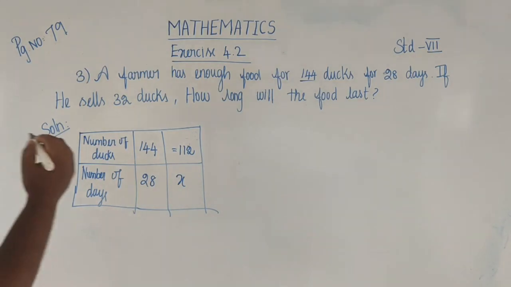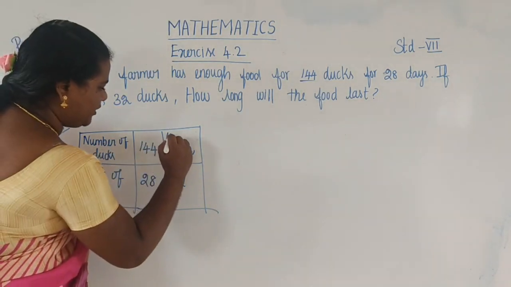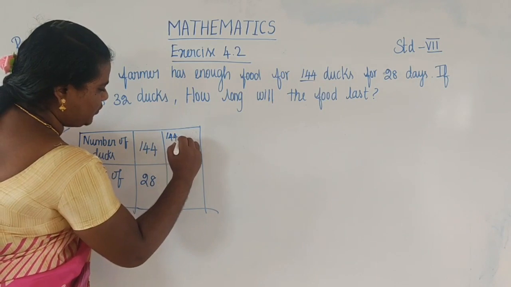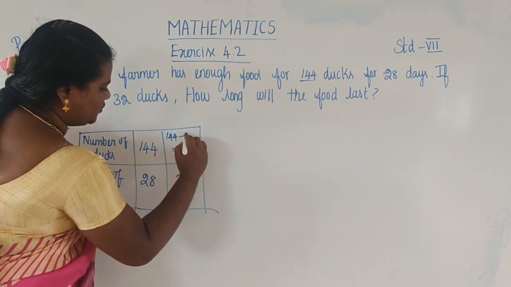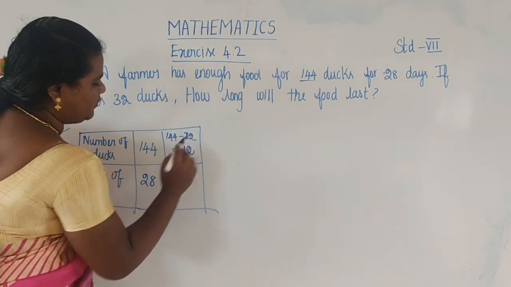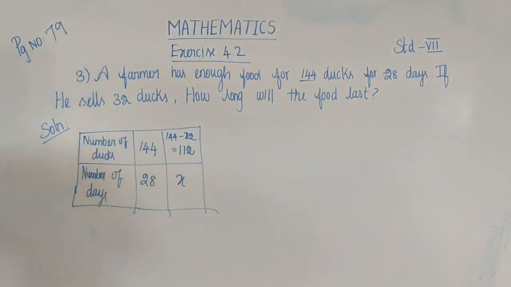No problem. Rough copy. You needed and wrote. So 32 equal to 112.